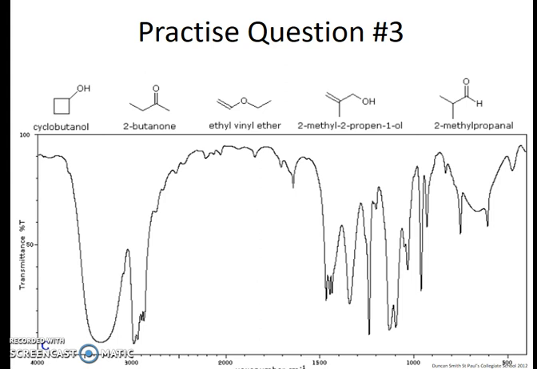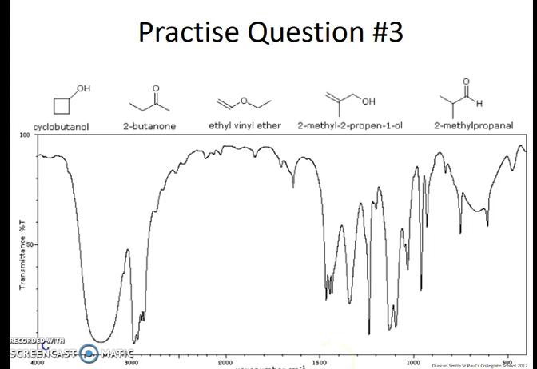So given the choices I've got, the 2 alcohols are cyclobutanol and 2-methyl-2-propanol. I'm pretty sure it's not the second option, 2-methyl-2-propanol, because there is no indication of a carbon-carbon double bond. In that case, I'm going to assume that this is cyclobutanol. You will also see, at about 1250 wave numbers, a peak which could indicate a carbon-oxygen bond as well.